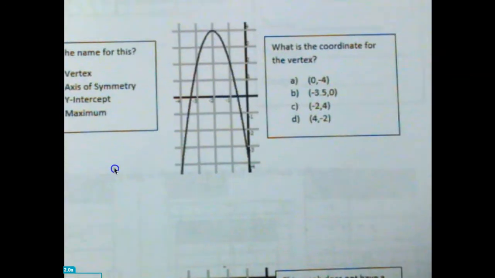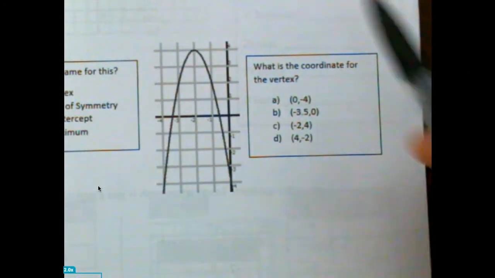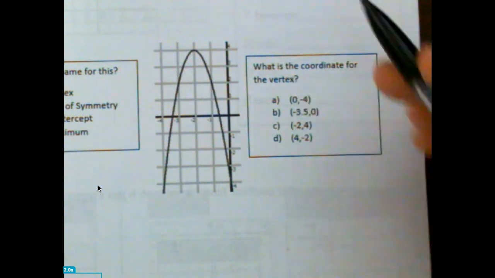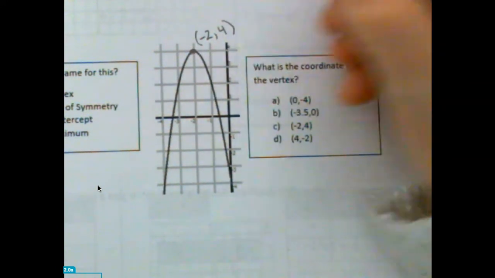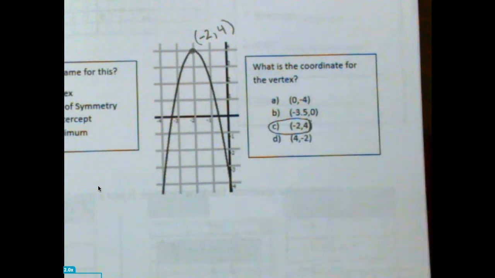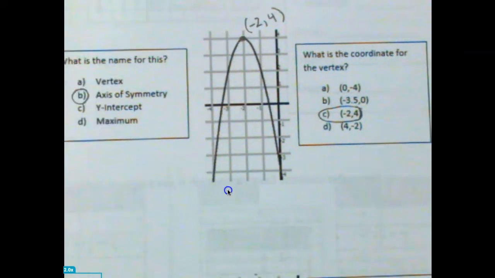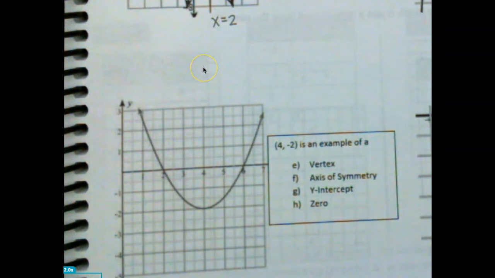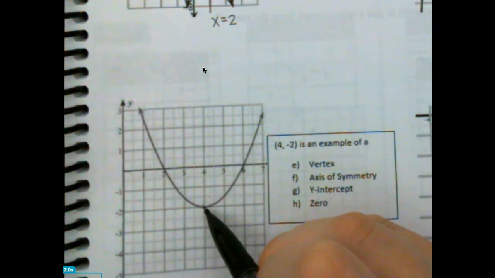The fourth one, this is a parabola facing down. What's the coordinate for the vertex? Okay, the vertex is that point at the very, very top or very, very bottom. So that's my vertex there, and that coordinate is (-2, 4), and that's right here at C. The fifth one, down here, let me move my book a little bit to the right. Okay, so (4, -2) is an example of a, so let's find (4, -2), so that's right here. And what is that point called? Well, that's the very bottom of my curve, so that's called a vertex.